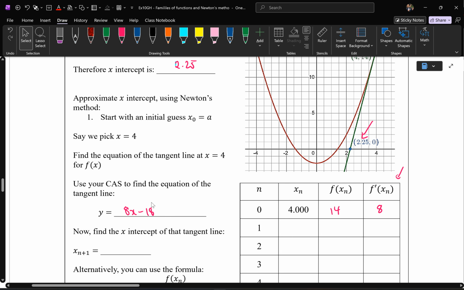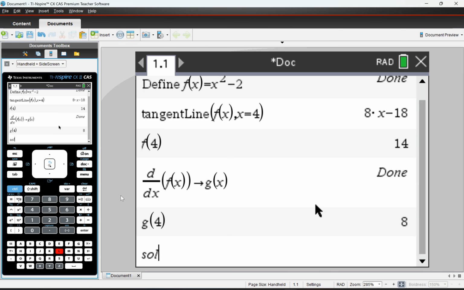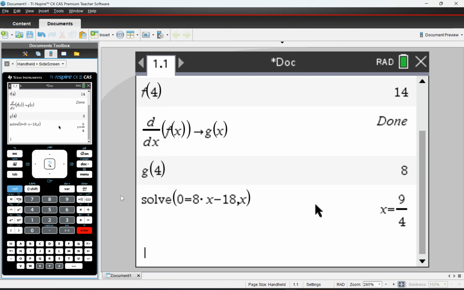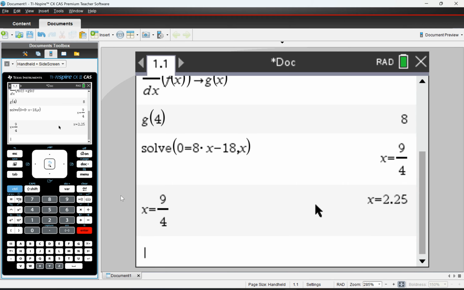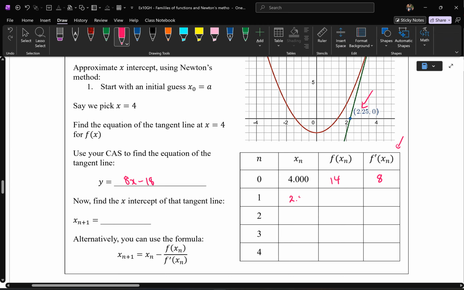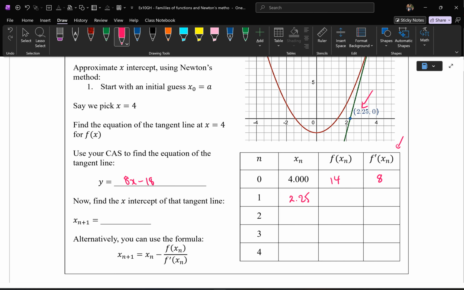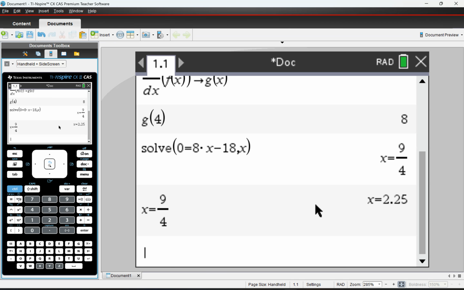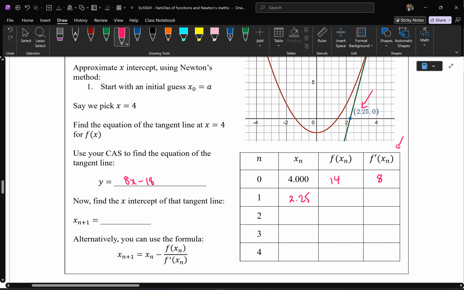And here we go to find the x-intercept where you let y equal to 0. So you can essentially say solve 0 equals 8x minus 18, comma x, 9 over 4, or 2.25. So the first one is 2.25. And then you follow the same thing again. So this is doing it through the calculator page. You can just keep repeating that. So if it's an exam, and they say 3 iterations or 4 iterations, you'll do that 3 or 4 times. Or you could set up a spreadsheet.